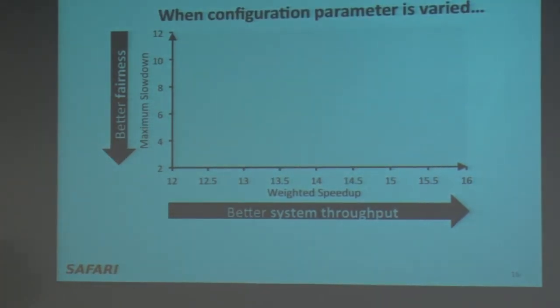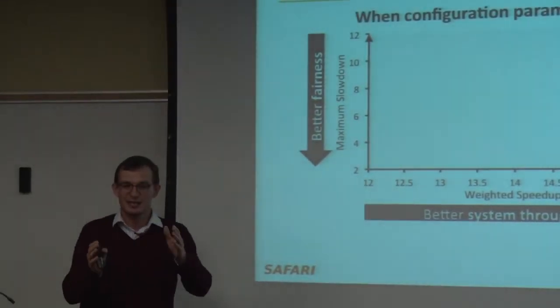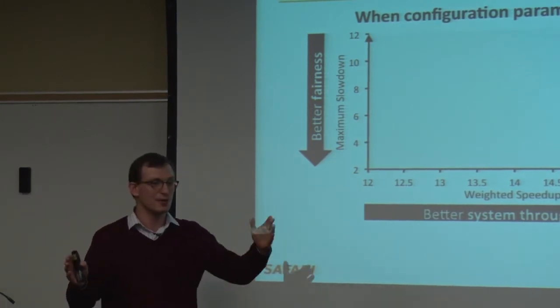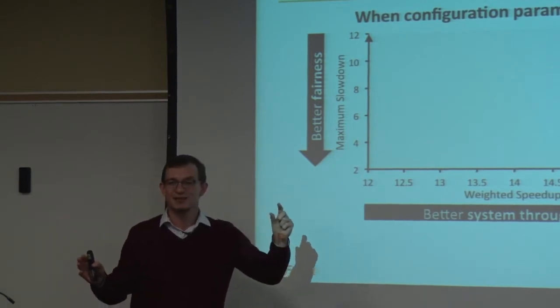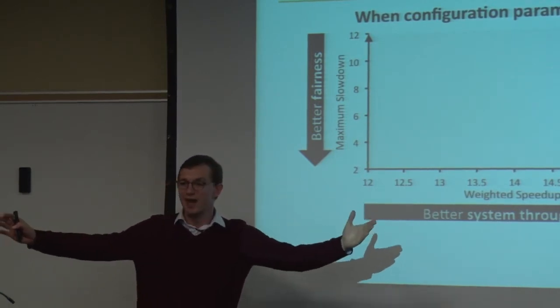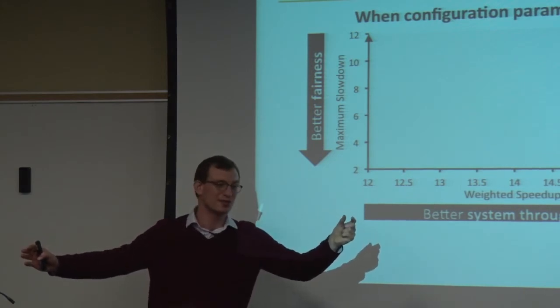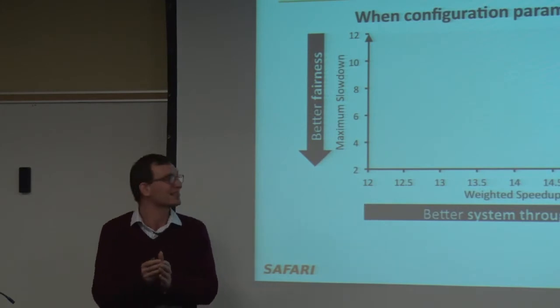OK. You can actually vary the configuration parameters of these memory controllers. For example, in PARBS, how big should your batch be? That's a configuration parameter. If it's too big, then you may have a problem because these non-intensive threads may have a request, and you have a huge batch that you need to finish before a single request from that non-intensive thread gets serviced. If it's too small, then you don't exploit bank-level parallelism and row buffer locality really well.